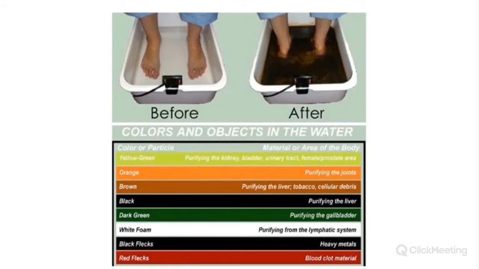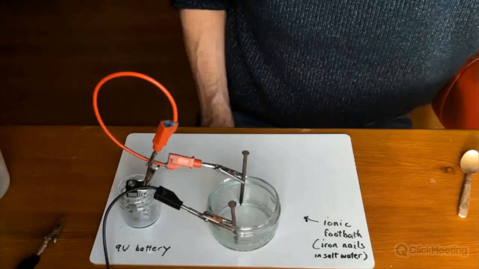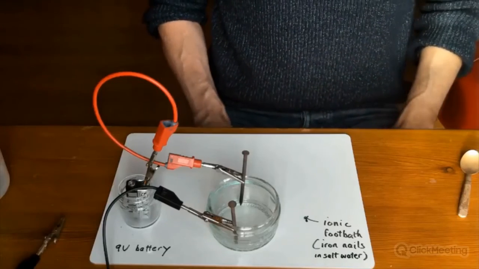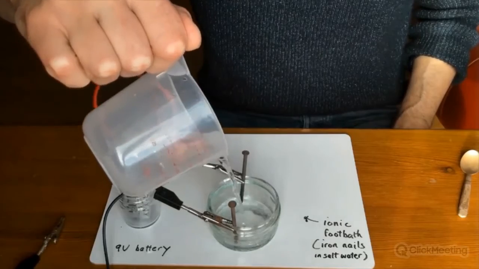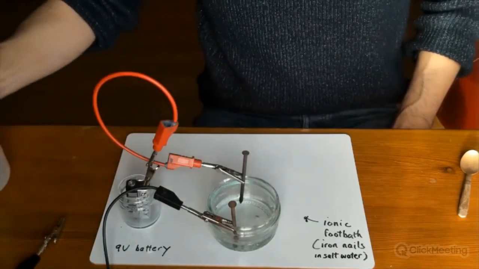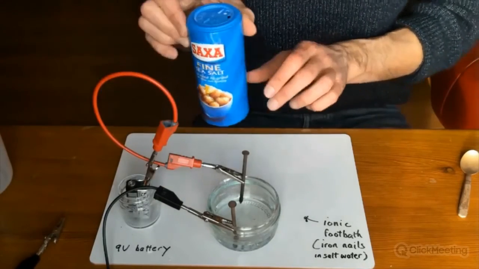So what I tell people is that we're going to do this microscale to try and save a little bit of money, because €300 is a lot of money for a foot bath. So here's the setup. We've got 2 iron nails in a used cheesecake dish. I've added water to it from my tap here.